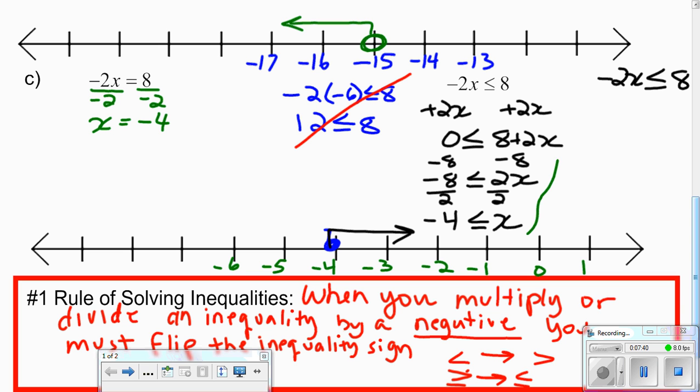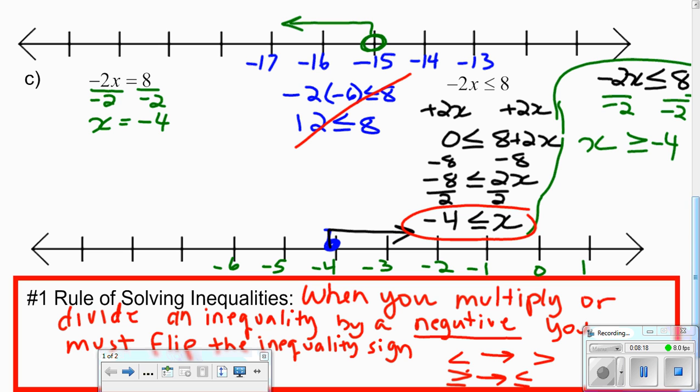The other way we can do it, with -2x, we can divide both sides by -2. So we're going to divide both sides by -2, and we're going to flip the inequality sign. So instead of less than or equal to, the inequality is going to flip to greater than or equal to -4. And either way, we get the same inequality, that x has to be greater than or equal to -4, or -4 has to be less than or equal to x.